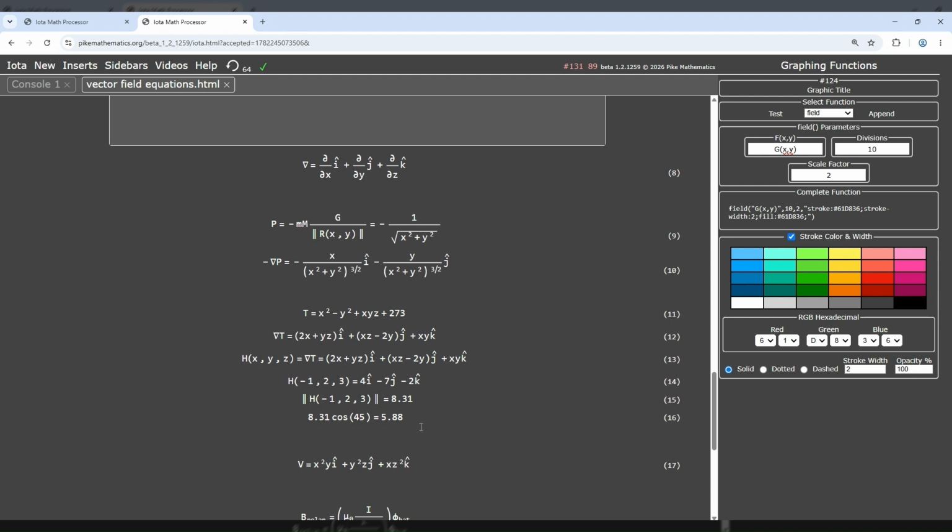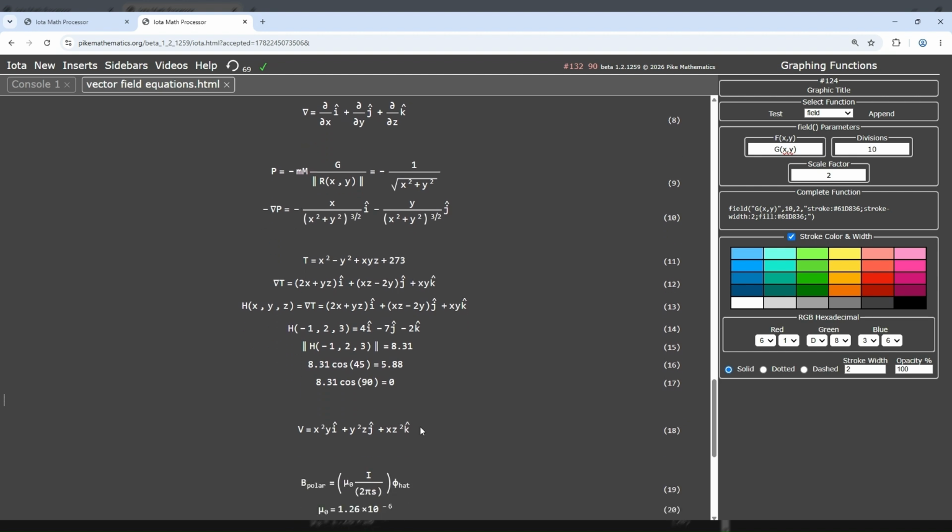There we go. It's 5.88. That's the change in the direction of that unit vector that's 45 degrees off from the gradient vector. What about 90 degrees? How is it changing? Turns out it's not changing at all. It's 0. Okay, so that's the gradient. Did a couple examples there.